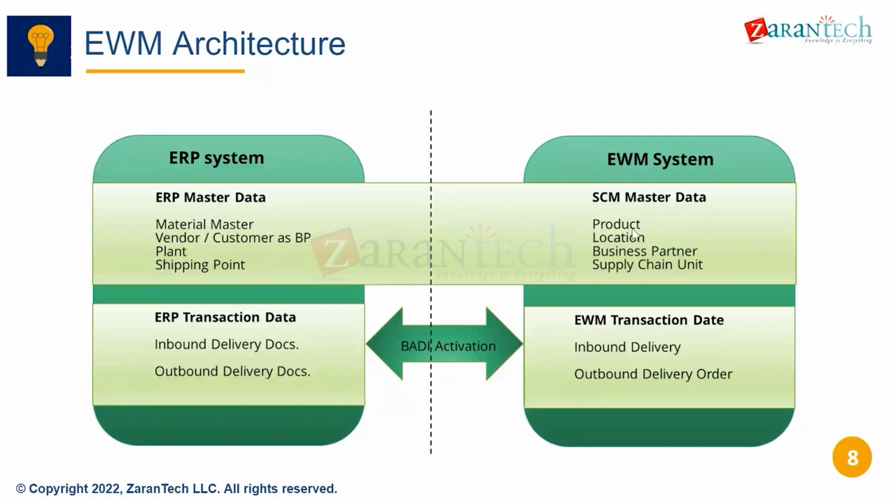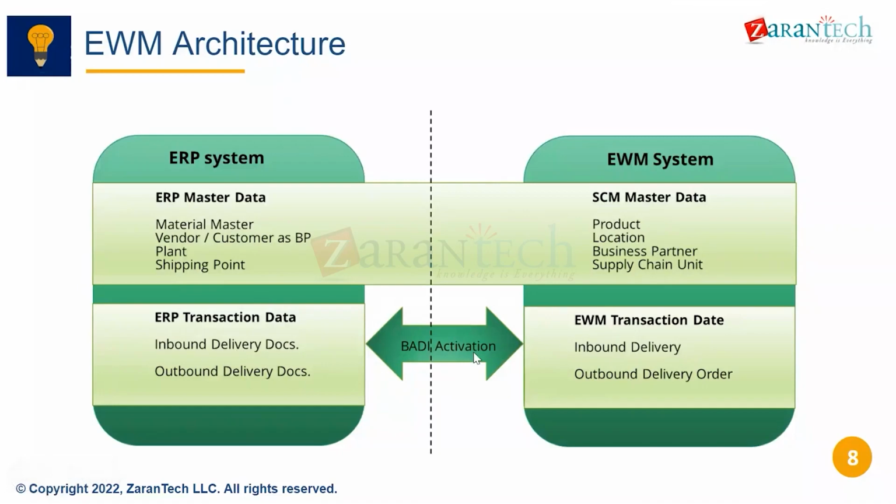Material is product, and then customer and vendor will be considered as a business partner. Into the EWM system as locations, then plant, business partner, and the shipping point is a supply chain unit. It will be considered in the EWM system. Then you'll have the transactional data.